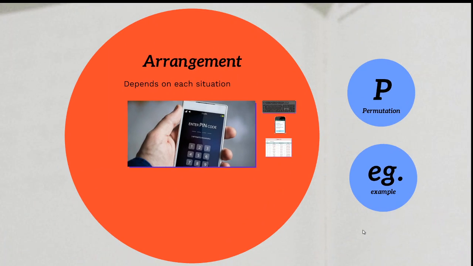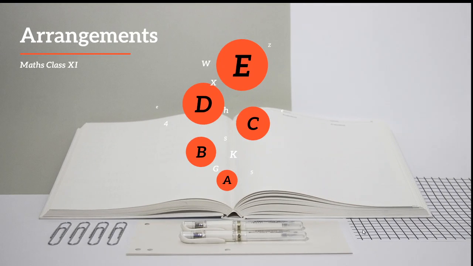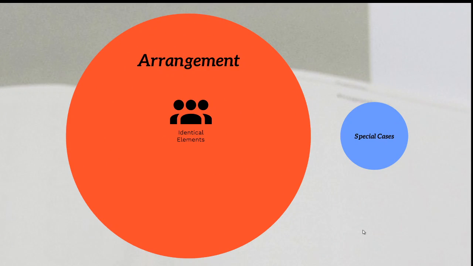So I hope you understood from the examples a little more on how permutations work. Now let us look at a special case. That is, suppose we have identical elements. What does identical elements mean? Suppose we have the same number of elements.